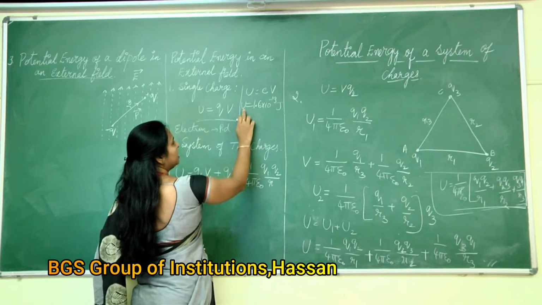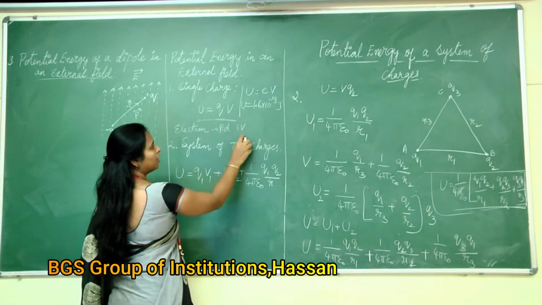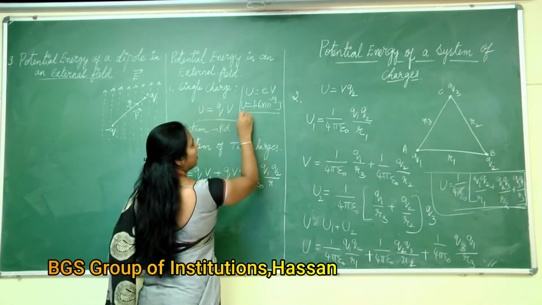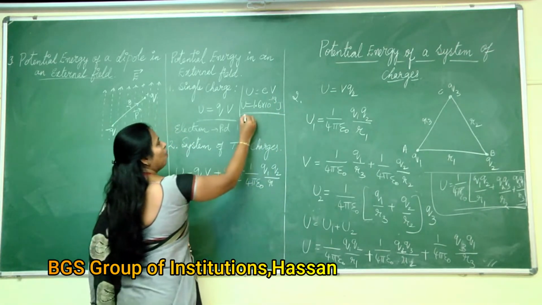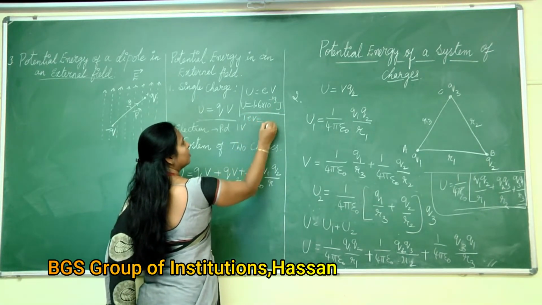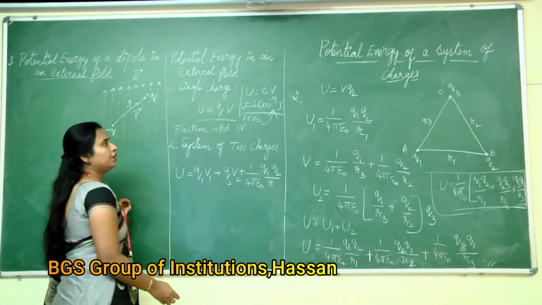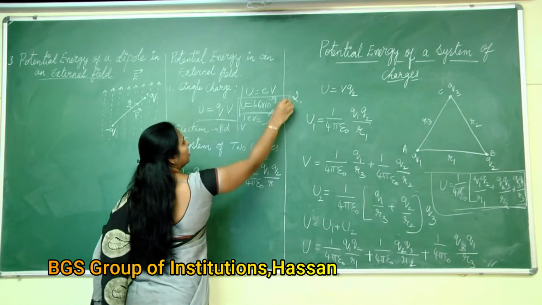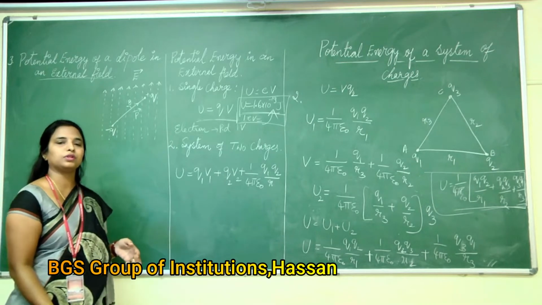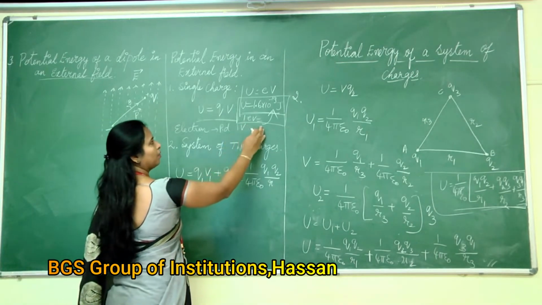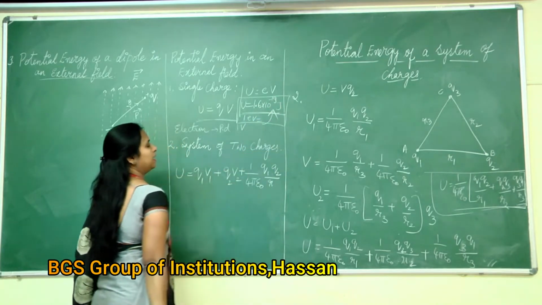Therefore, the potential energy when an electron is accelerated by a potential difference of 1 volt will be equal to 1.6 into 10 power minus 19 joules. It means that 1 electron volt is equal to 1.6 into 10 power minus 19 joules. During problems, you will need this to convert from joule to electron volt or electron volt to joules. That is, 1 electron volt is equal to 1.6 into 10 power minus 19 joules.